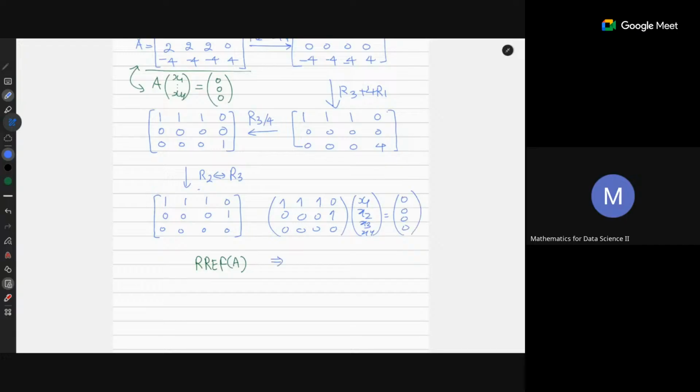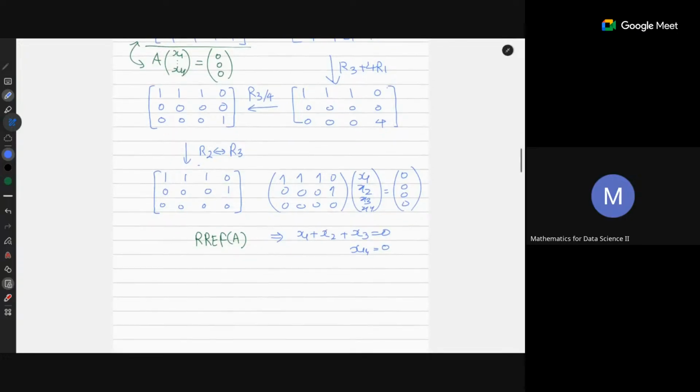Now let's solve this. So what will you get? You will get x1 plus x2 plus x3 equal to 0, and then x4 is equal to 0. Sir, there will be 3 zeros. Yes, correct. Thanks. So you will get this.